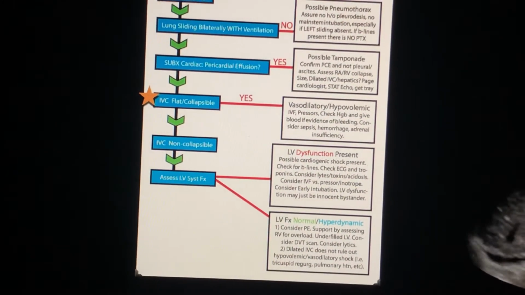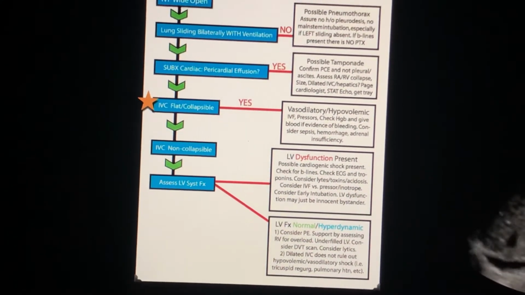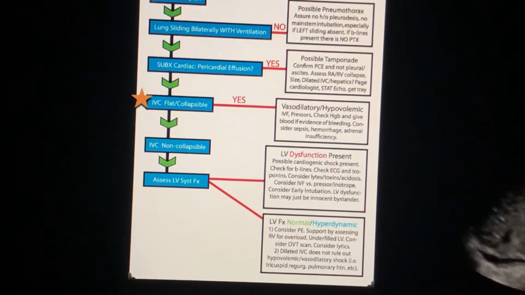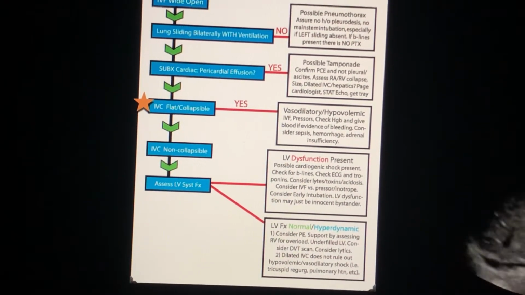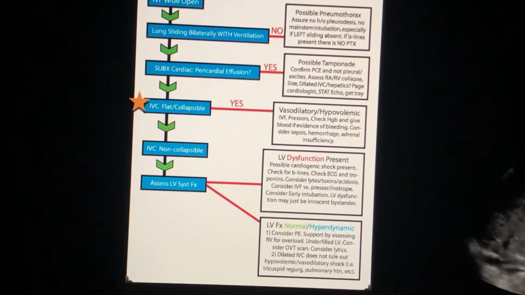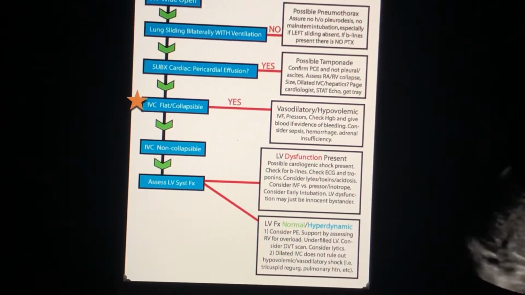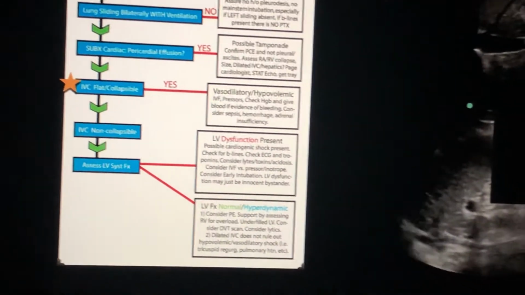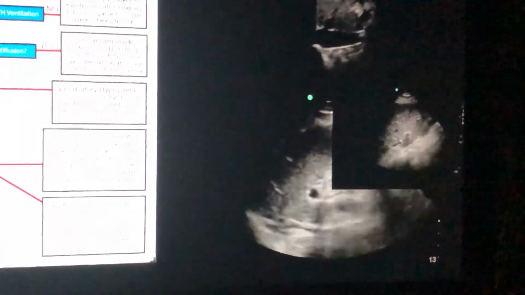And now we're going to look at the tank, if you will. How full is the tank? Is this patient in hypovolemic shock or vasodilatory shock? Do they need volume, volume, volume? And we started off with volume, so it's already running at this point. But this gives us some clues.